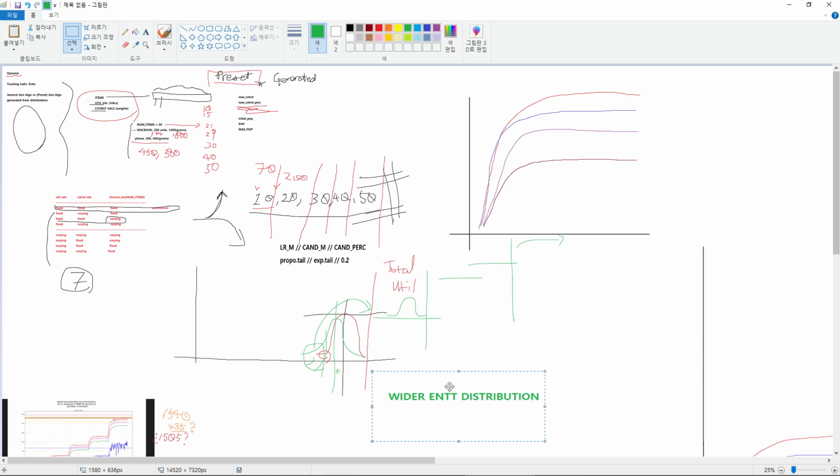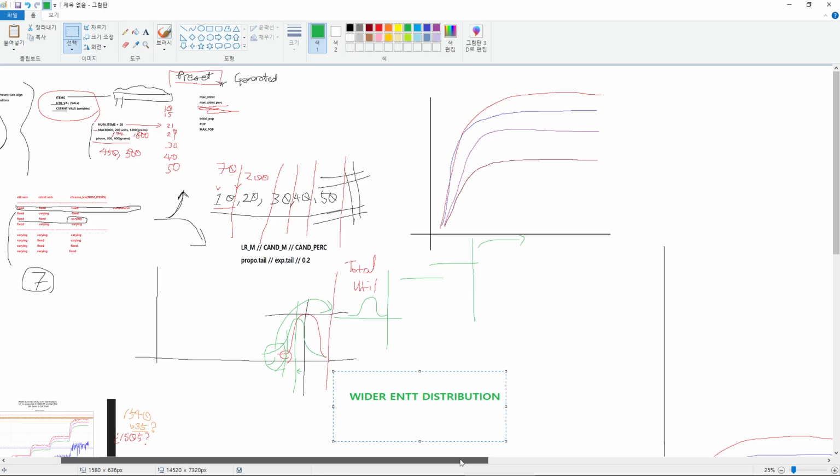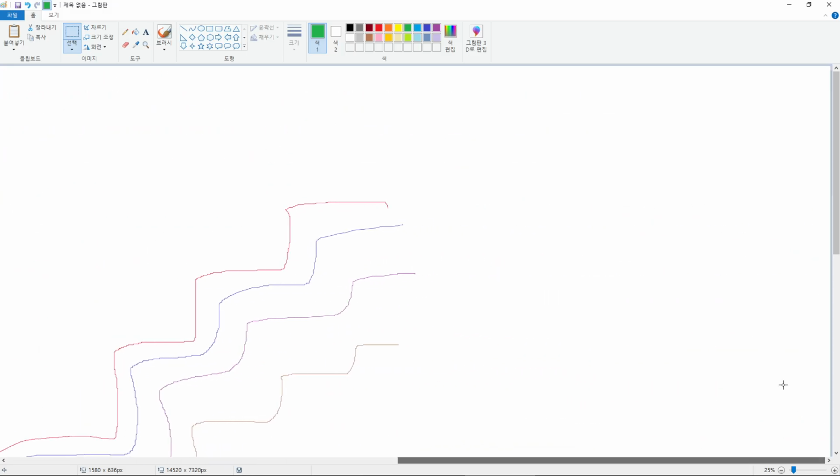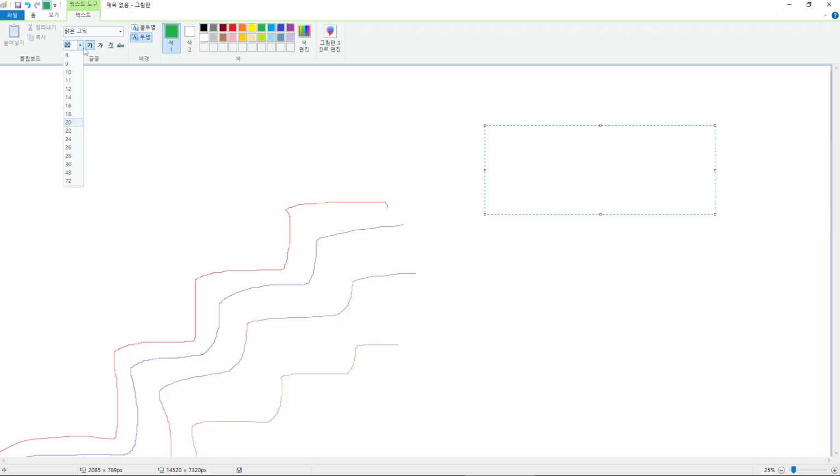This is wider entity distribution. Thank God I spelled that right. And the third one can be one or two or a combination of the two things, which is per generation or per n generations. It could be per every generation, or it could be per 2 generations, whatever.